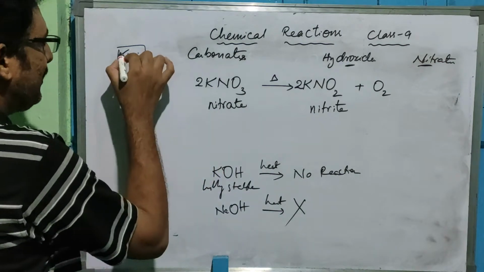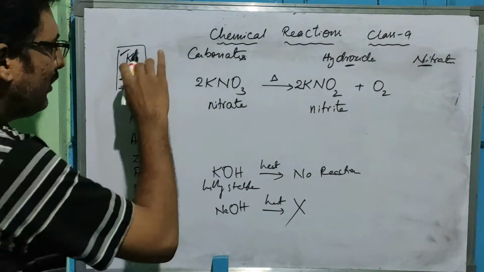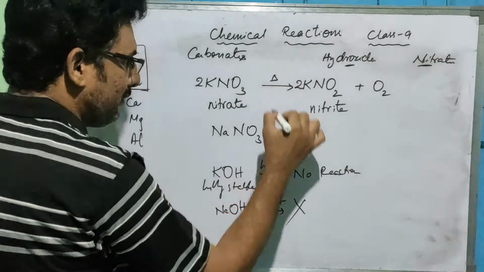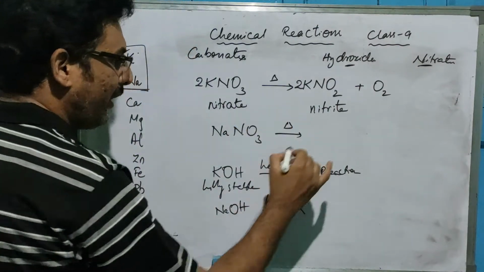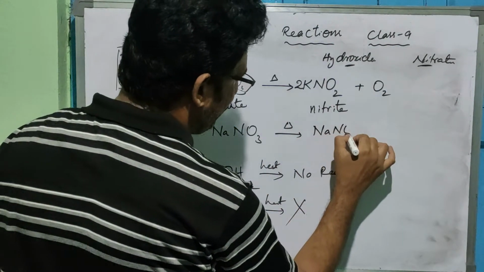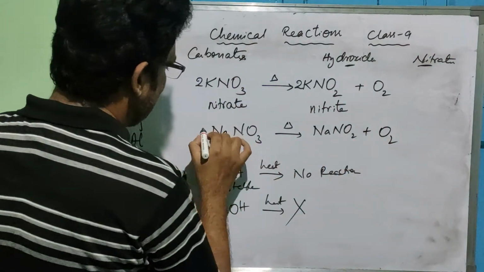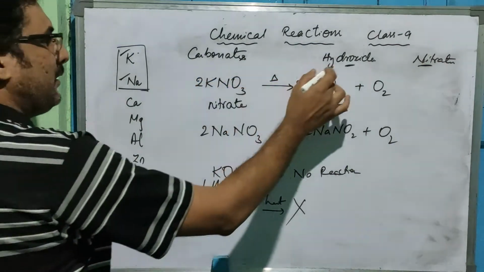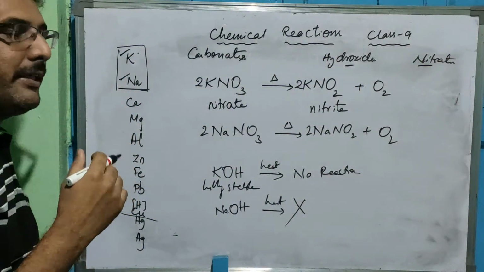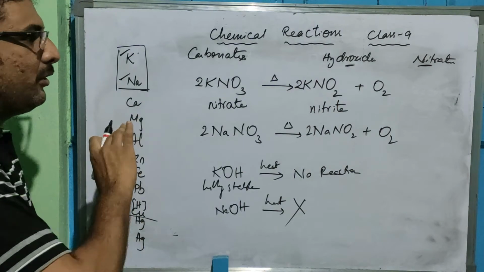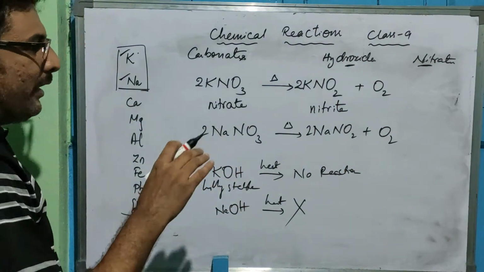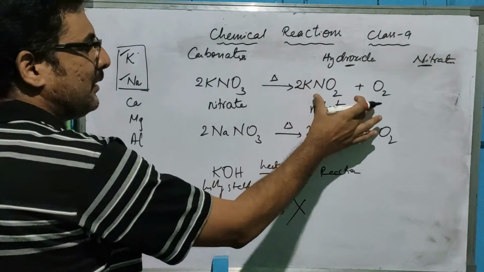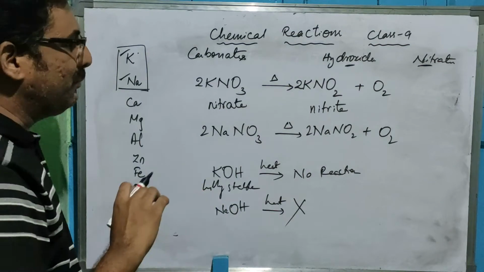Similarly, since potassium and sodium belong to the same group, if you take sodium nitrate, a similar reaction will take place on heating. It will give us NaNO2 plus O2, with 2 and 2 to balance the equation. So carbonates and hydroxides of potassium and sodium are highly stable and do not undergo any decomposition, whereas the nitrates of potassium and sodium give these products on partial decomposition.